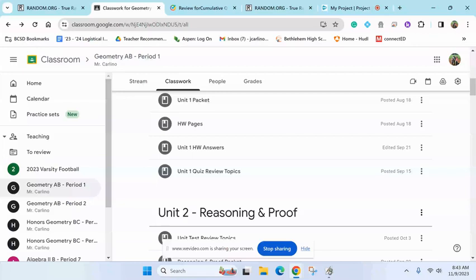Okay, so we're on Classroom. Everyone see where I have review for cumulative quiz 1? Don't open up the answer key. Open up the review. It should take you to Formative. And that's where we're going to start today.